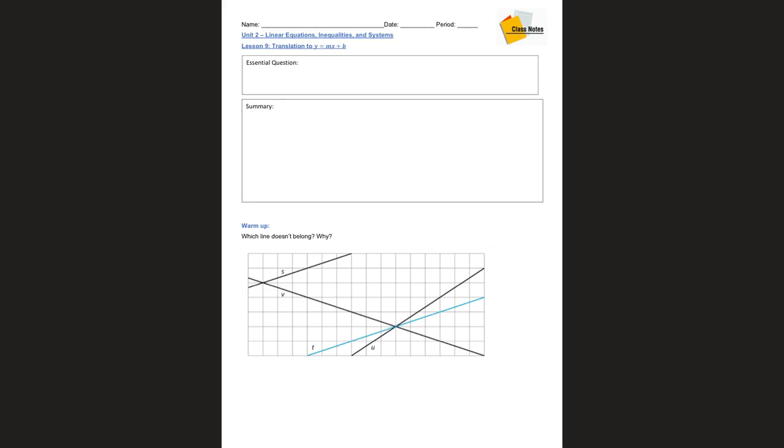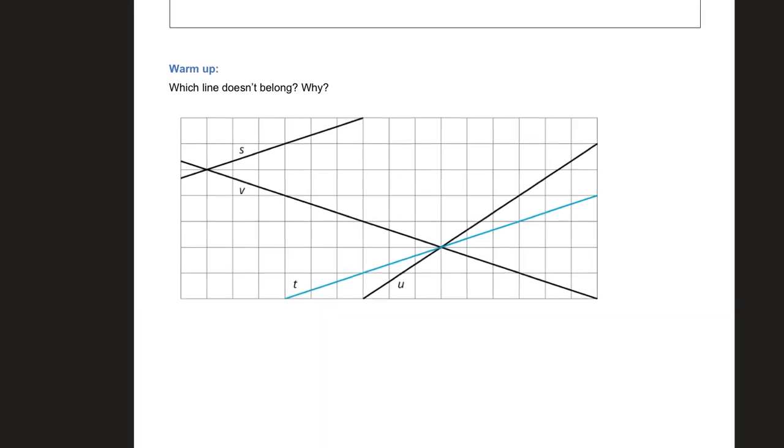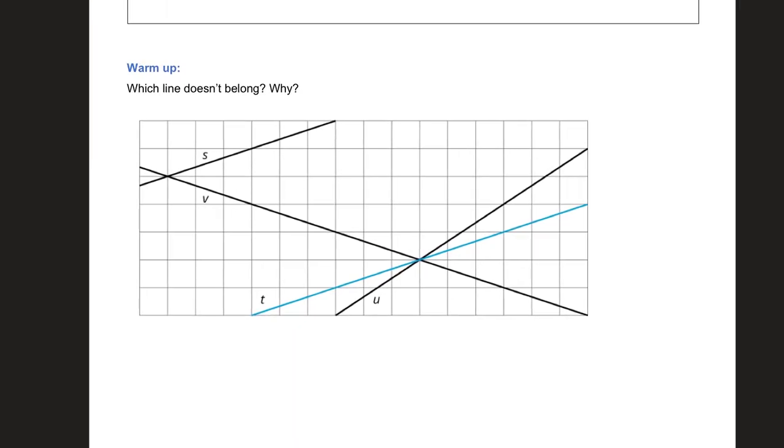Hello, so we're going to start today with which line doesn't belong. I'd like you guys to take a minute or so on your paper, decide which of these lines doesn't belong, and write down a reason why.